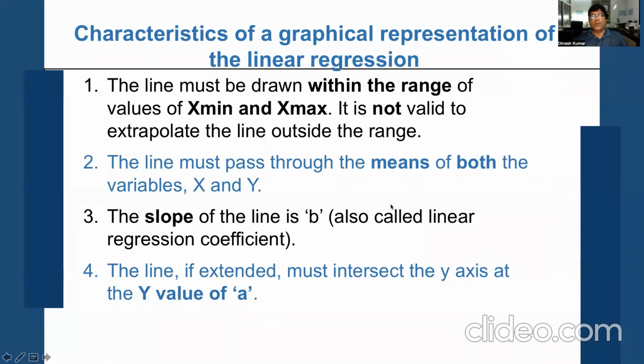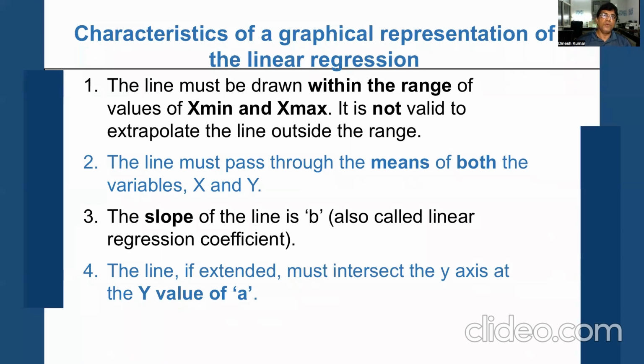Okay. Now, just now you have seen the graphical representation of a linear regression. Now, what are the characteristics of this? Very important. The line must be drawn within the range of values of x minimum and x maximum. It is not valid to extrapolate the line outside the range.